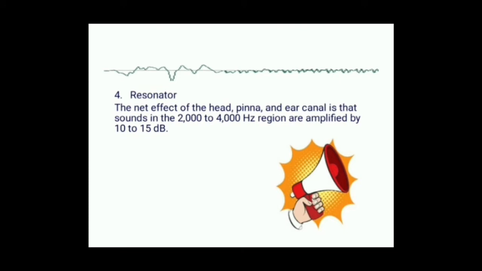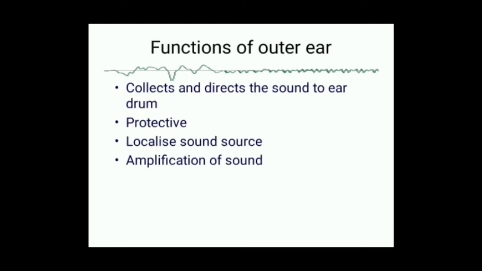And the fourth function: at sound frequencies of about 2000 to 4000 Hertz, the pinna and the ear canal will resonate, and it will help to amplify the sound signal by 10 to 15 decibels. So to sum up the functions of the outer ear, it collects and directs the sound to the eardrum, it protects the eardrum and the other inner structures, it helps to localize the sound source, and it also helps to amplify the sound by 10 to 15 decibels.